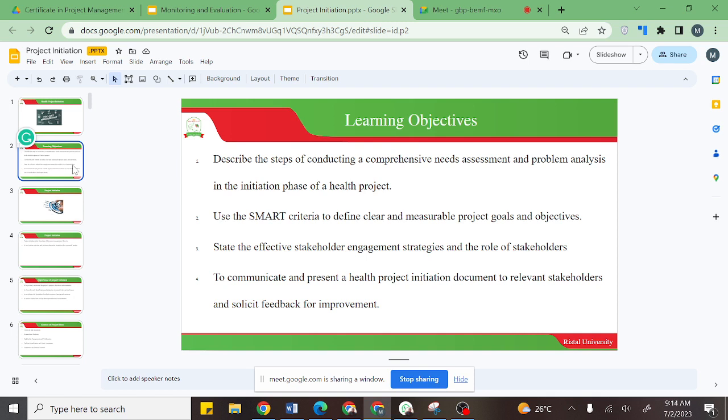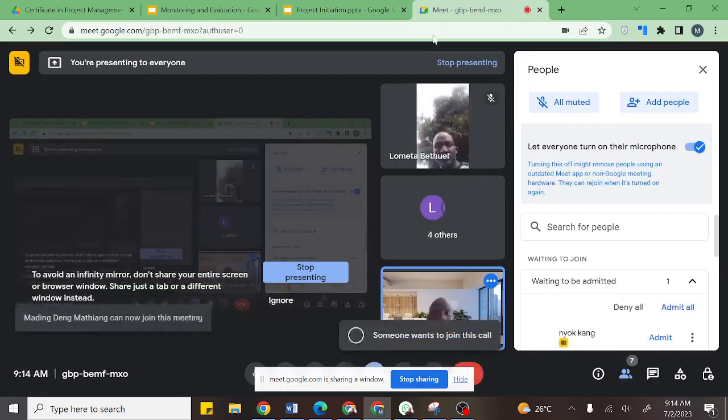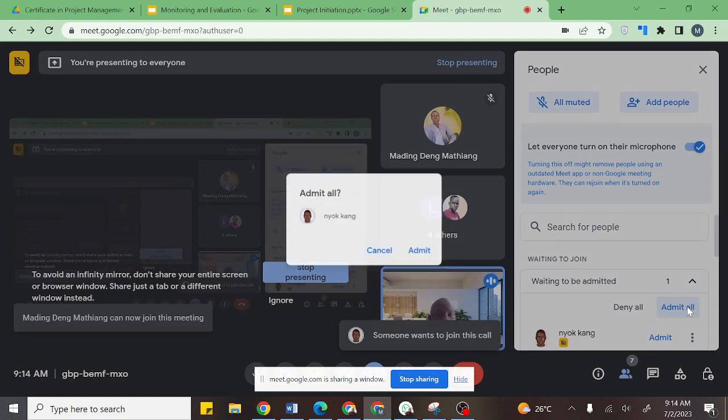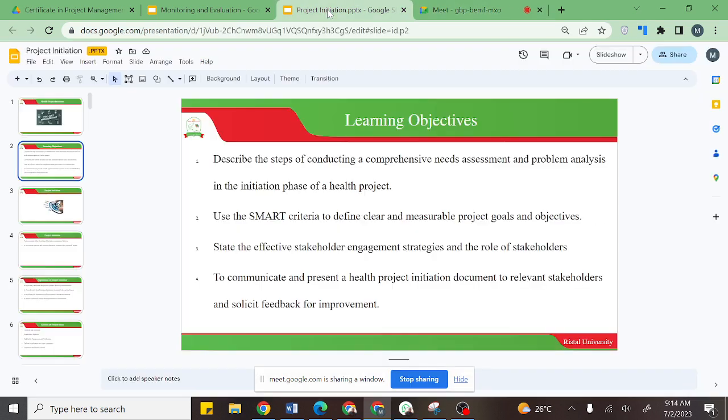So you need to know how to formulate project goals and objectives using the SMART criteria. And then you also need to know how to engage key stakeholders during the initiation phase of the project cycle. And then be able to communicate and present a health project initiation document to the relevant stakeholders. So these are the things that we are going to look at in this presentation.